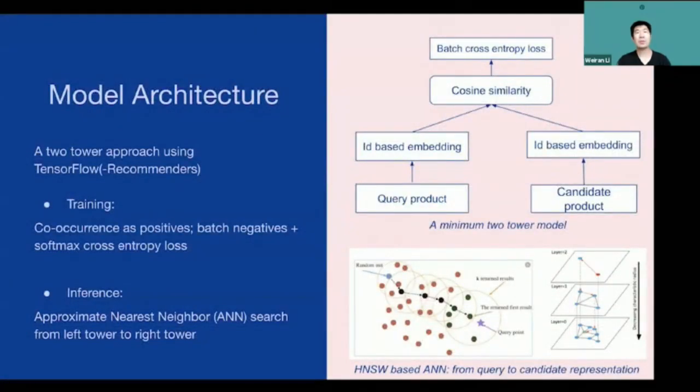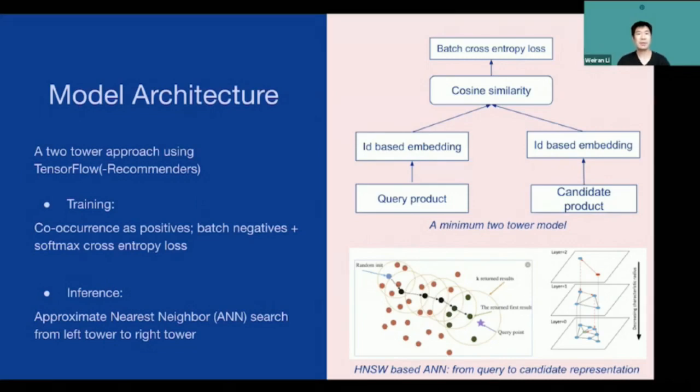Architecture-wise, we adopted a two-tower model and chose TensorFlow Recommenders as the underlying matrix factorization engine. A minimum ID-based model is illustrated in this diagram. We use co-occurring action pairs mentioned in the earlier slides as positive labels and use batch negatives exclusively in the current recipe. So dense vector representations for each product, also commonly referred to as embeddings, are learned during training time.